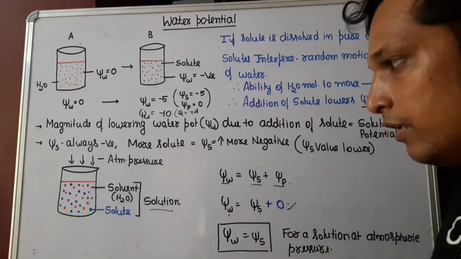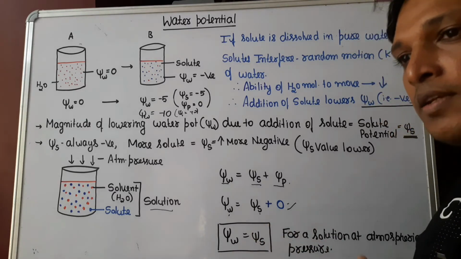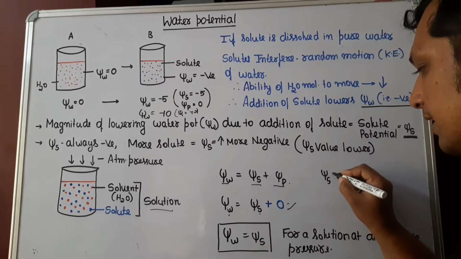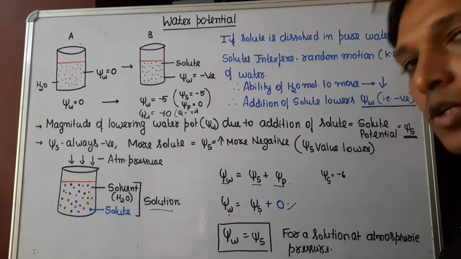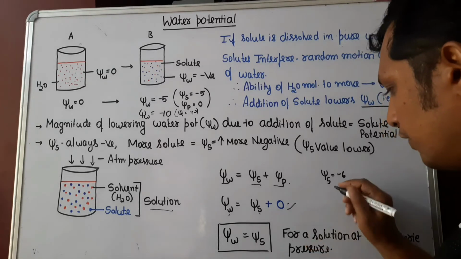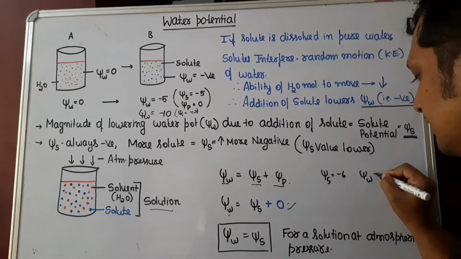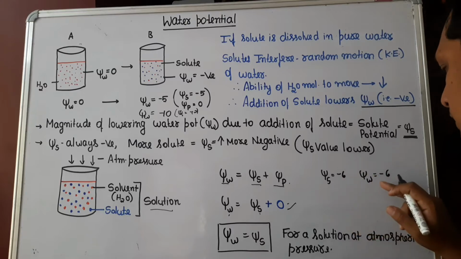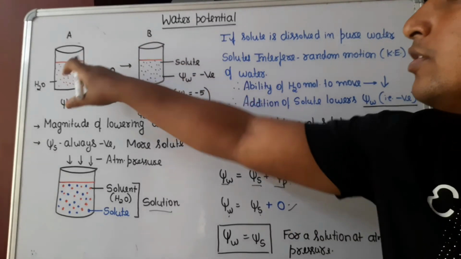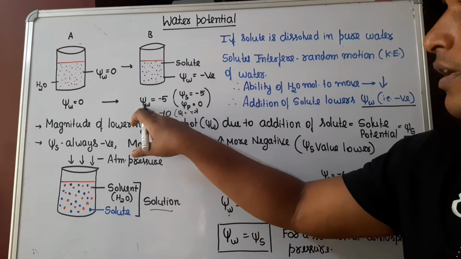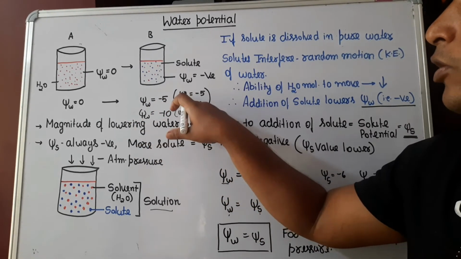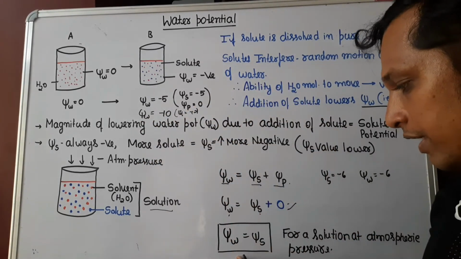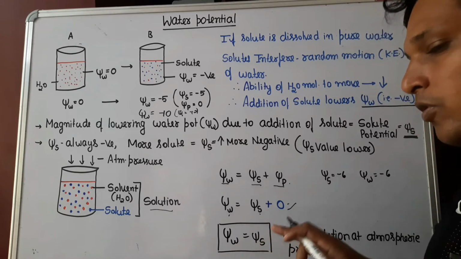Let me give you an example. Say there is one solution at atmospheric pressure whose solute potential is given as -6. What is the water potential? If it is at atmospheric pressure, solute potential is equal to water potential. So if solute potential is -6, water potential is also -6. Here also these solutions are at atmospheric pressure. Therefore, if water potential is -5, its solute potential is also -5. Water potential is -10, solute potential is also -10. That is the meaning of the statement psi w is equal to psi s.